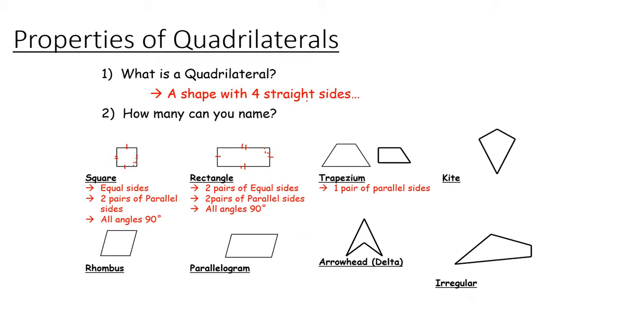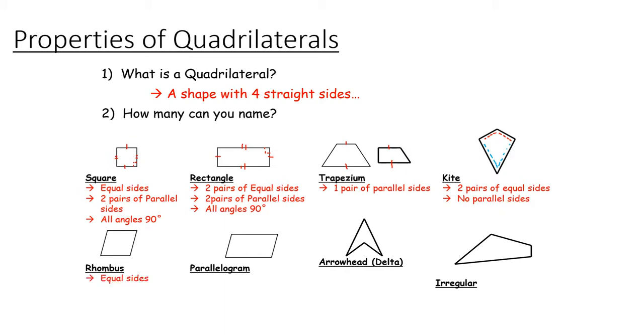Our trapezium has one pair of parallel sides. Remember, when we're doing the area of a trapezium, the pair of parallel sides, which are those. Our kite has two pairs of equal sides, so that's going to be this side and this side. I'm just going to change my colour. And then we have that side is also equal to that side. It has no parallel sides.